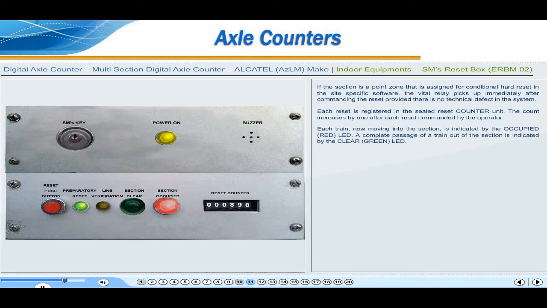Each train now moving into the section is indicated by the occupied, that is red LED. A complete passage of a train out of the section is indicated by the clear, that is green LED.